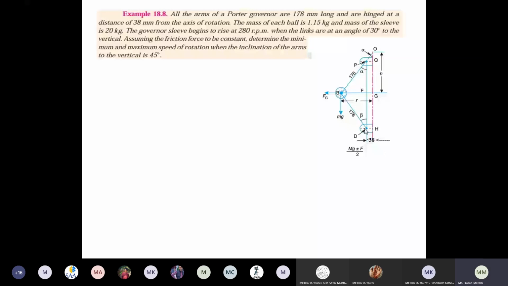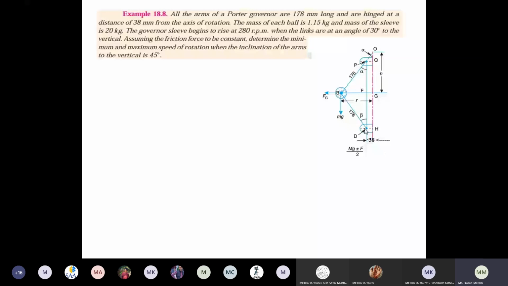The governor sleeve begins to rise at 280 rpm when the links are at an angle of 30 degrees to the vertical. Assuming the friction force to be constant, determine the minimum and maximum speed of rotation when the inclination of the arms to the vertical is 45 degrees. Okay, let us solve this problem. We are supposed to find out the minimum speed and maximum speed.